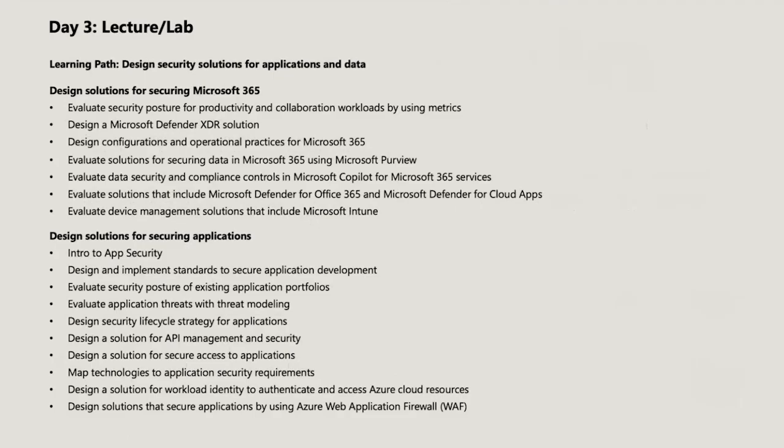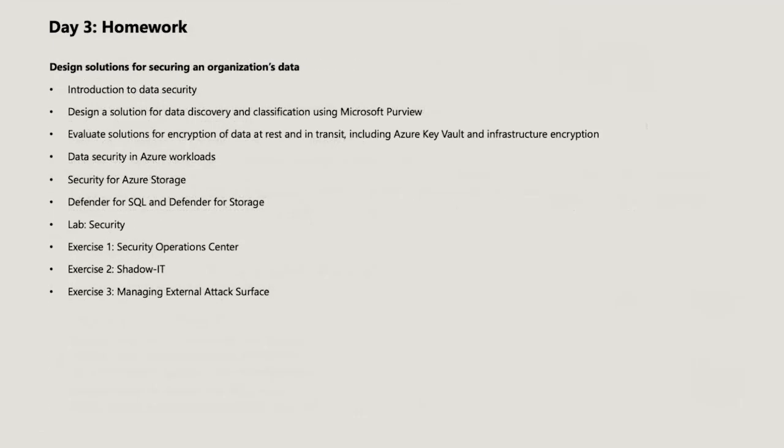Also, we'll talk about what options we have to design a solution for workload identity to authenticate and access Azure cloud resources, and for sure, how you can secure applications by using a web application firewall. These are the different topics that we are going to discuss on day 3, and you have some homework activity here. This homework activity is mainly about designing solutions for securing an organization's data.